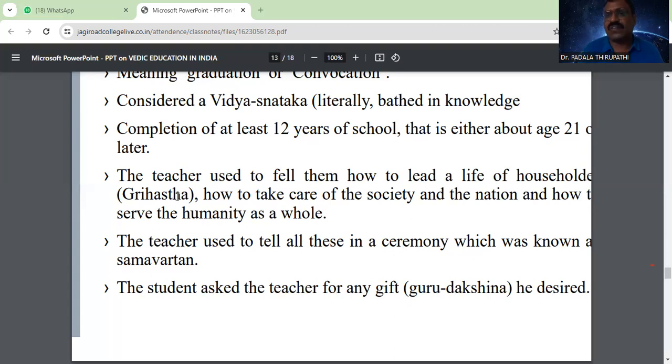How to promote the value system, improve the value system, and inculcate the value system in society. Societal values are also a reflection of human life, and humanity and kind-heartedness also increased at the time of the Samavarta period. The teacher has told. The teacher used to tell all these in a ceremony which was known as Samavartan.